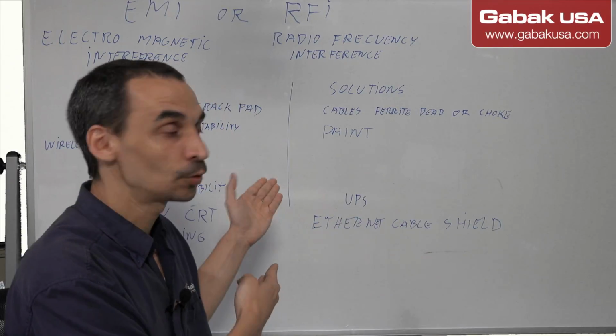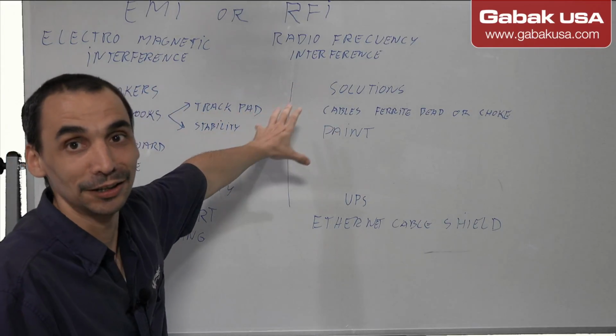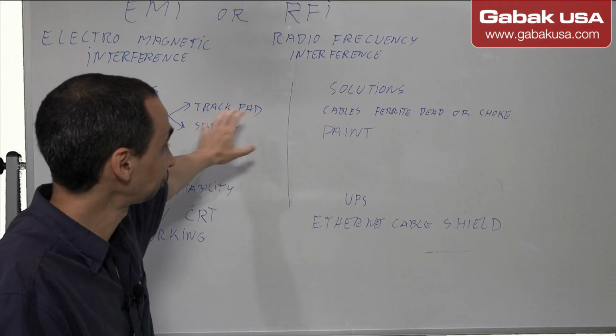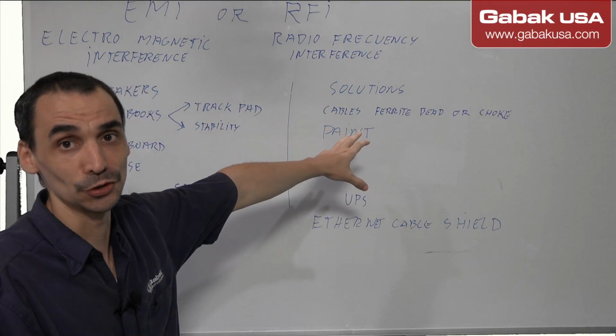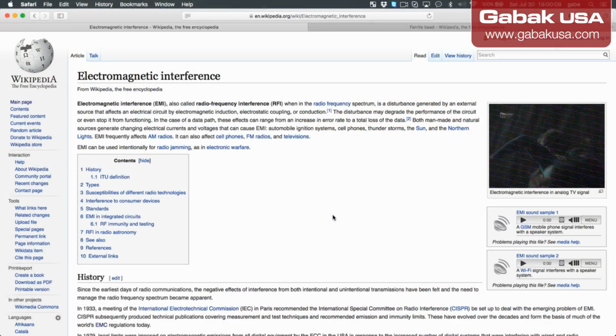So now we're going to start talking about the things that are commonly affected by this kind of interference and how to solve those problems. I'm going to read a few sentences from Wikipedia so you can know a little bit more, and if you want, you can also read more on this website.